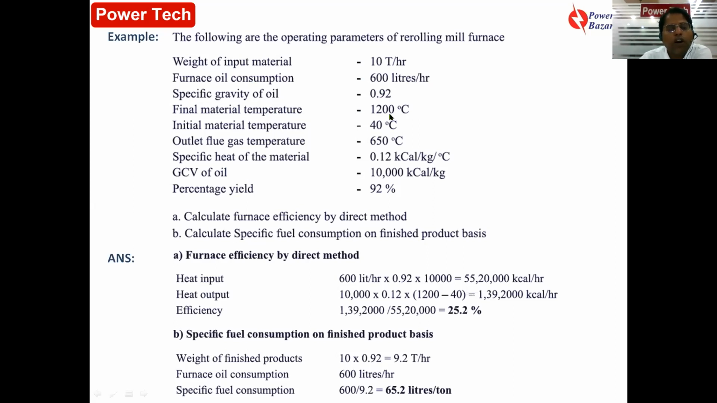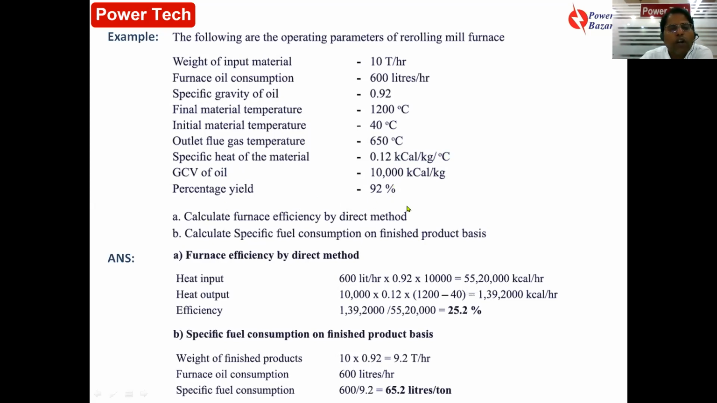The final product temperature is 1200 degrees centigrade. The initial inlet temperature is 40 degrees centigrade. The outlet flue gas temperature is 650 degrees centigrade. The specific heat of the material is 0.12 kilocalories per kg per degree Celsius. The GCV of the oil is 10,000 kilocalories per kg. The percentage yield is 92%. Percentage yield means that the same amount of metal does not come out; there will be some slag loss or some losses in the material. So the percentage yield is 92%.